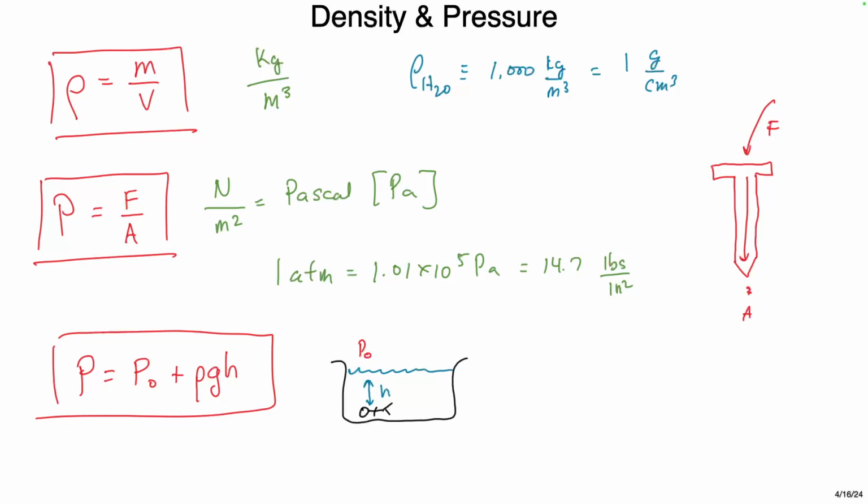Notice what's missing here. The lowercase p. No, we've got the lowercase rho, we've got g, we've got h. But there's something missing. Pressure is not determined by this, which is kind of crazy.